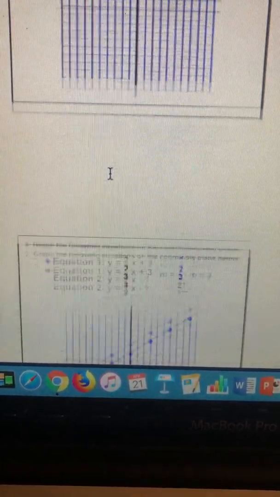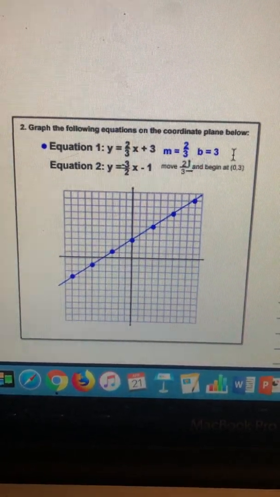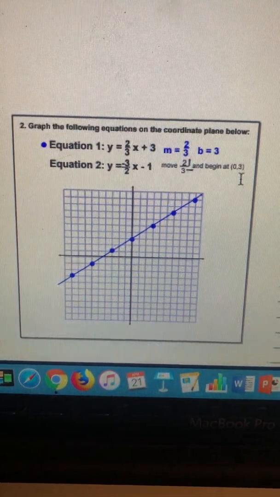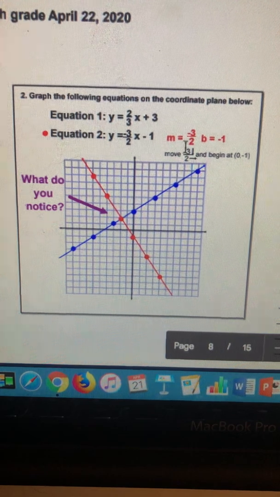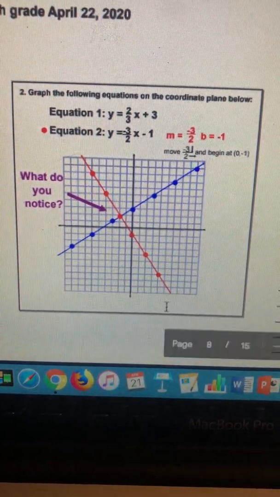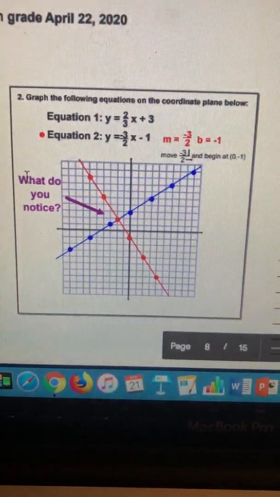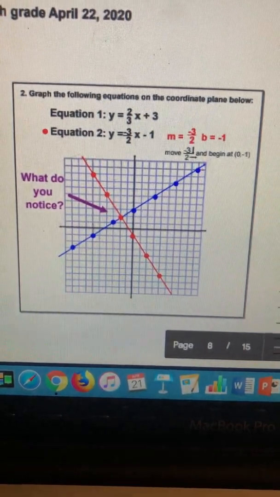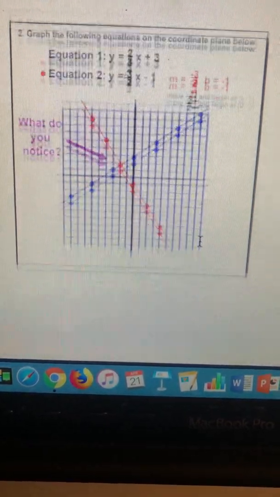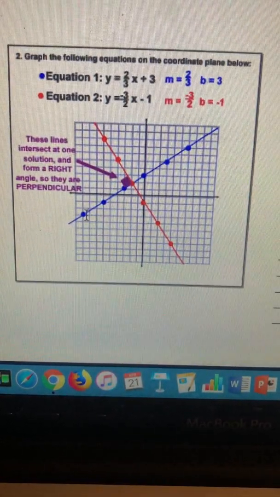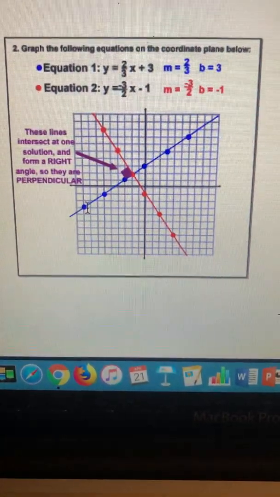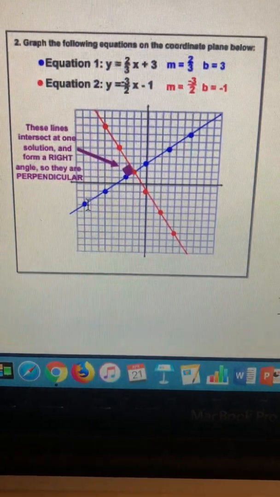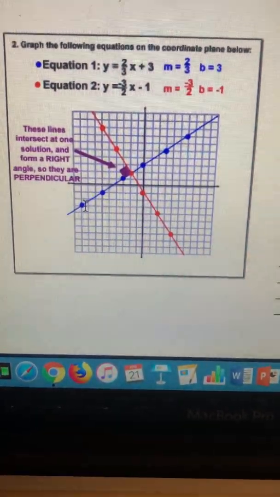So you're going to do the same thing. You're going to identify the m and the b. You're going to graph the line. Then you're going to do the same thing for the second equation, and you'll graph that line. And then I ask you, what do you notice? So in this one, we have intersecting lines, but not only are they intersecting, they're intersecting at a 90-degree angle, which is a right angle. So these lines are special because they form perpendicular lines.